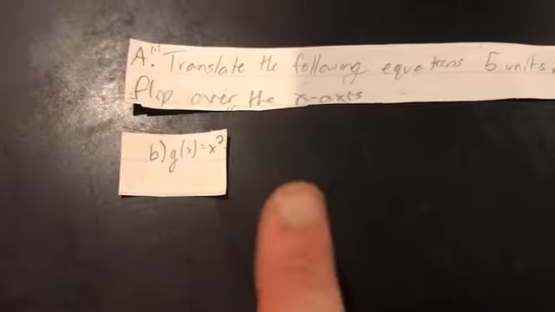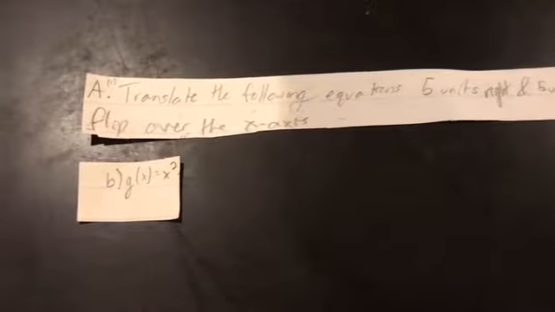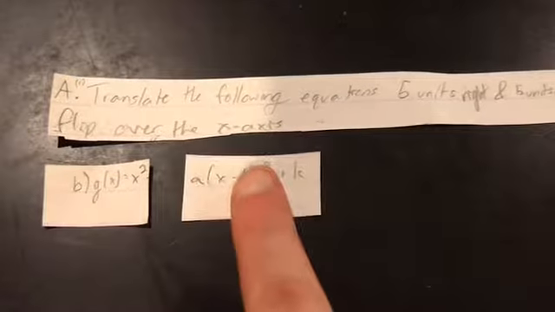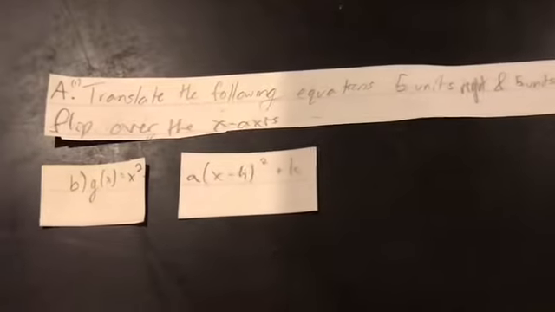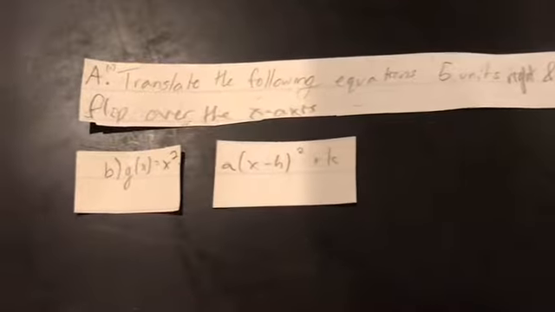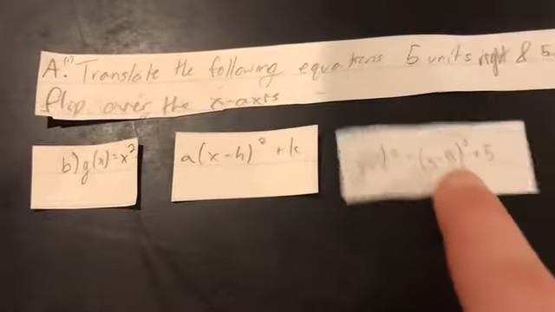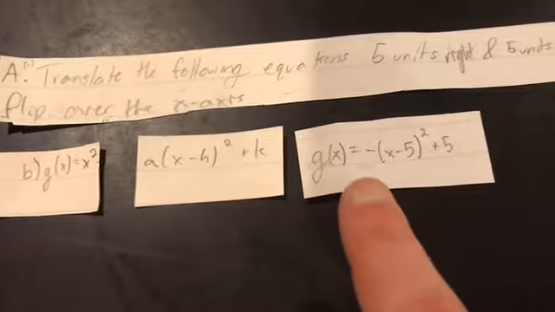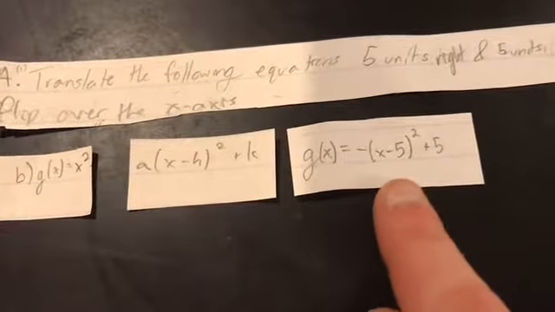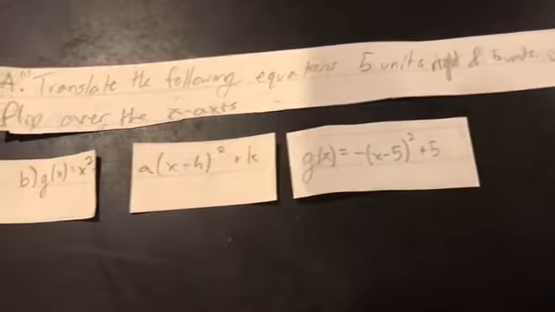So now let's look at part B, which is g of x. It says g of x equals x squared, which is the parent function for a quadratic. The formula for a quadratic is a times the value of x minus h, squared, plus k. And when we substitute the values in, a, h, and k are going to be the same since it's the same shifts, we get g of x equivalent to negative 1 times the value of x minus 5 squared plus 5.